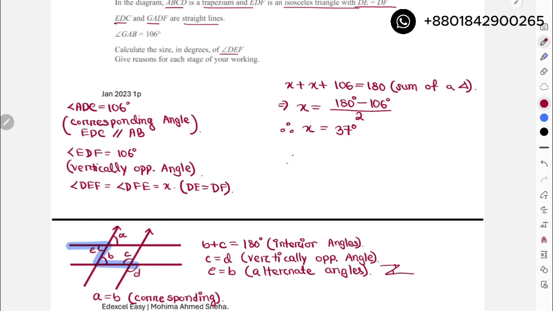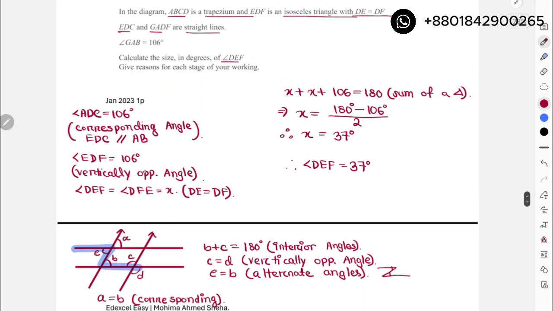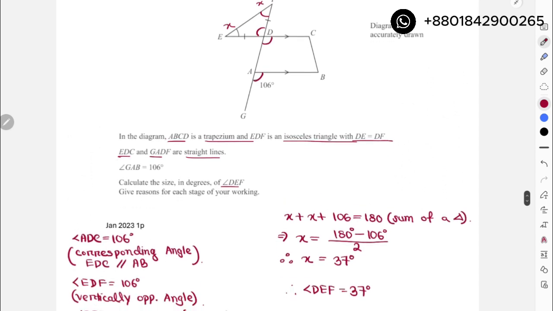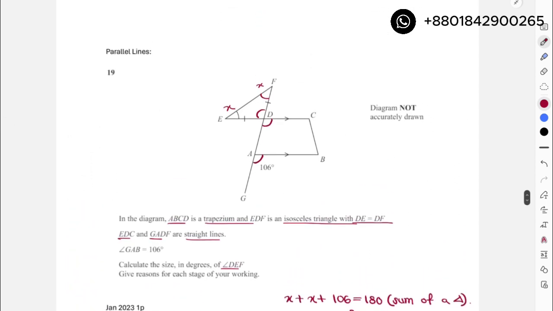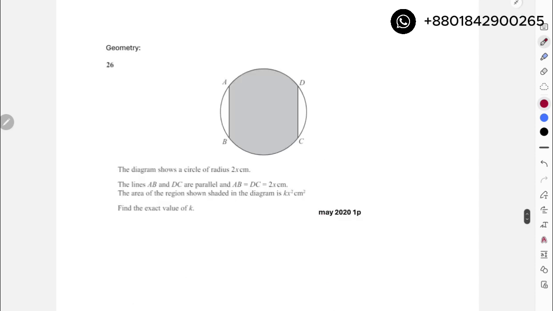So in that case you get, okay, the angle DEF is actually 37 degrees, and that is the end for your maths here. Okay, then this is your first maths done for parallel lines. Then we'll quickly move on to the rest of the geometry maths.